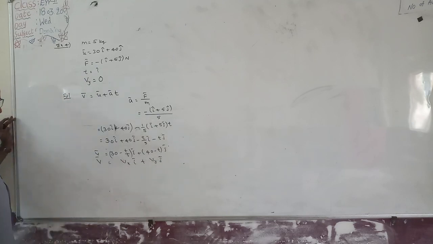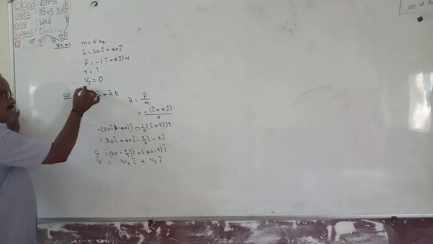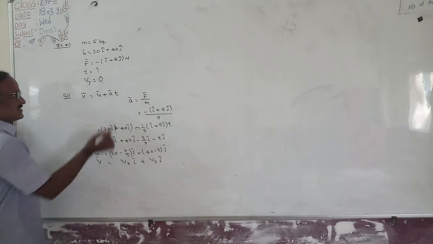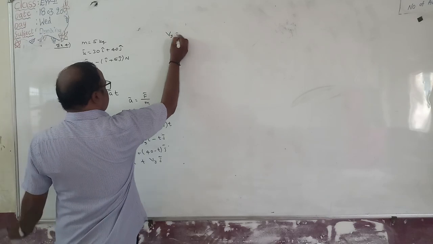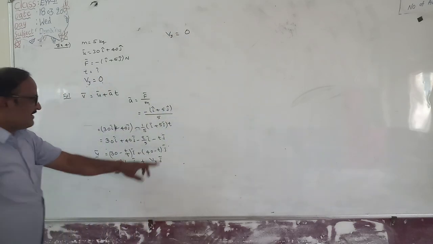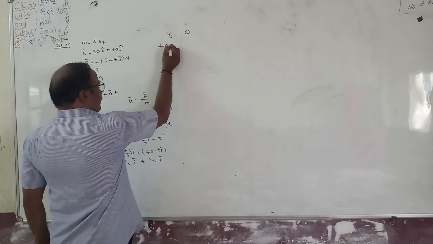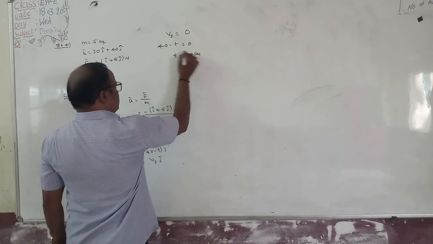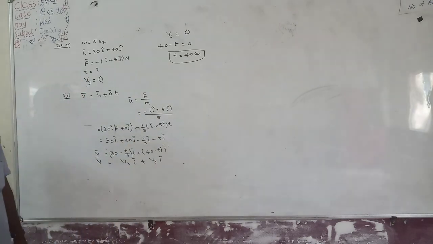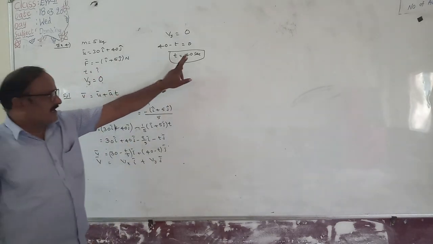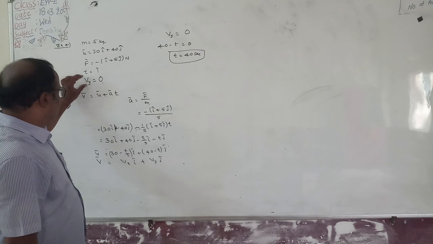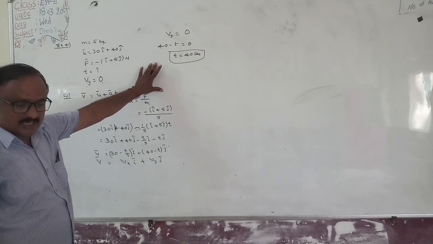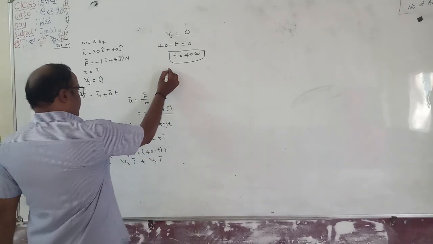It is also given that the y component of velocity becomes 0, which means vy is equal to 0. What is vy? vy is equal to 40 minus t. So 40 minus t is equal to 0, so t is equal to 40 seconds. This is the answer. Therefore, after a time of 40 seconds, the vertical component of velocity becomes 0. Do you understand? Next, example 5.